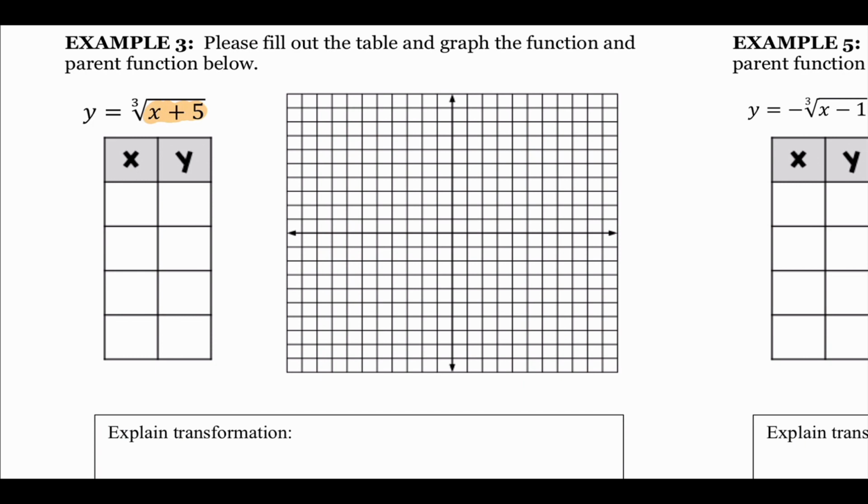What are the numbers I would like to use when I'm plugging into a cube root? I'll give you a hint. What numbers have I used already? -8, -1, 0, 1, and 8, right? The top 5 numbers on my list. So what number do I need to plug in here to give me -8?